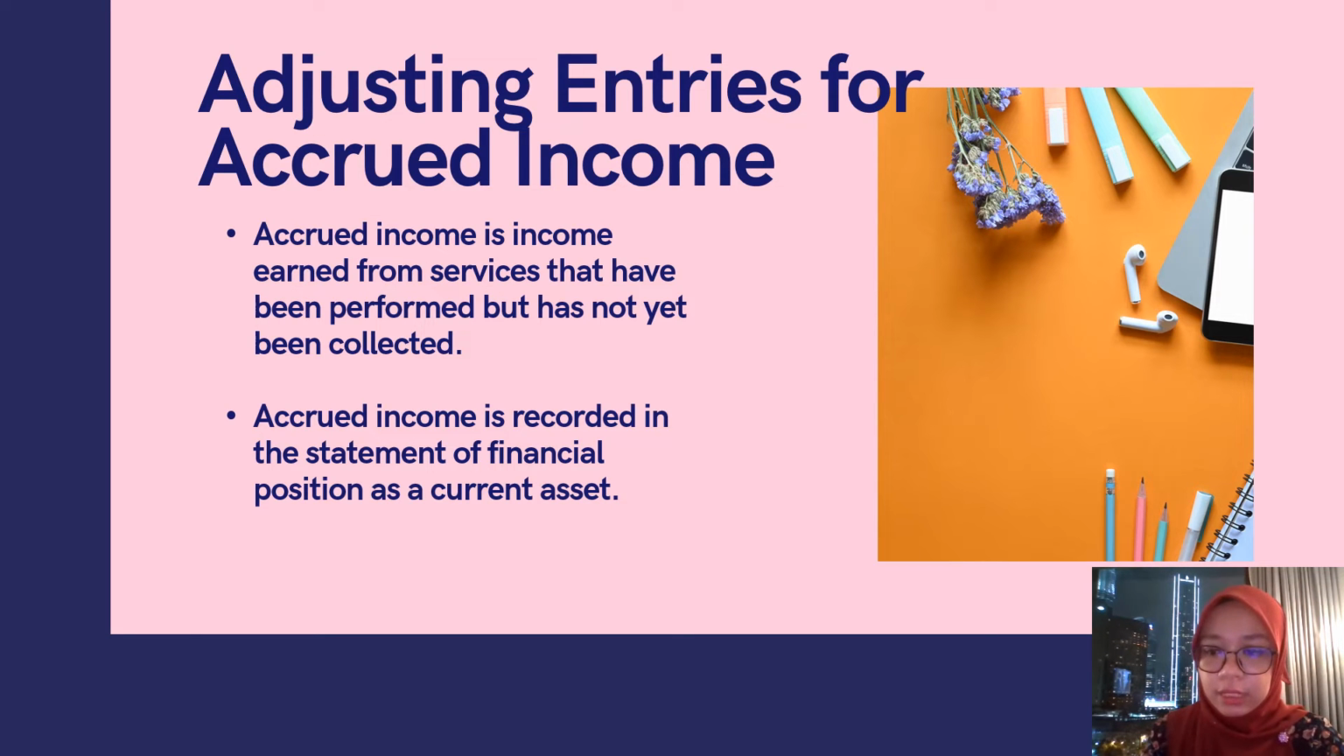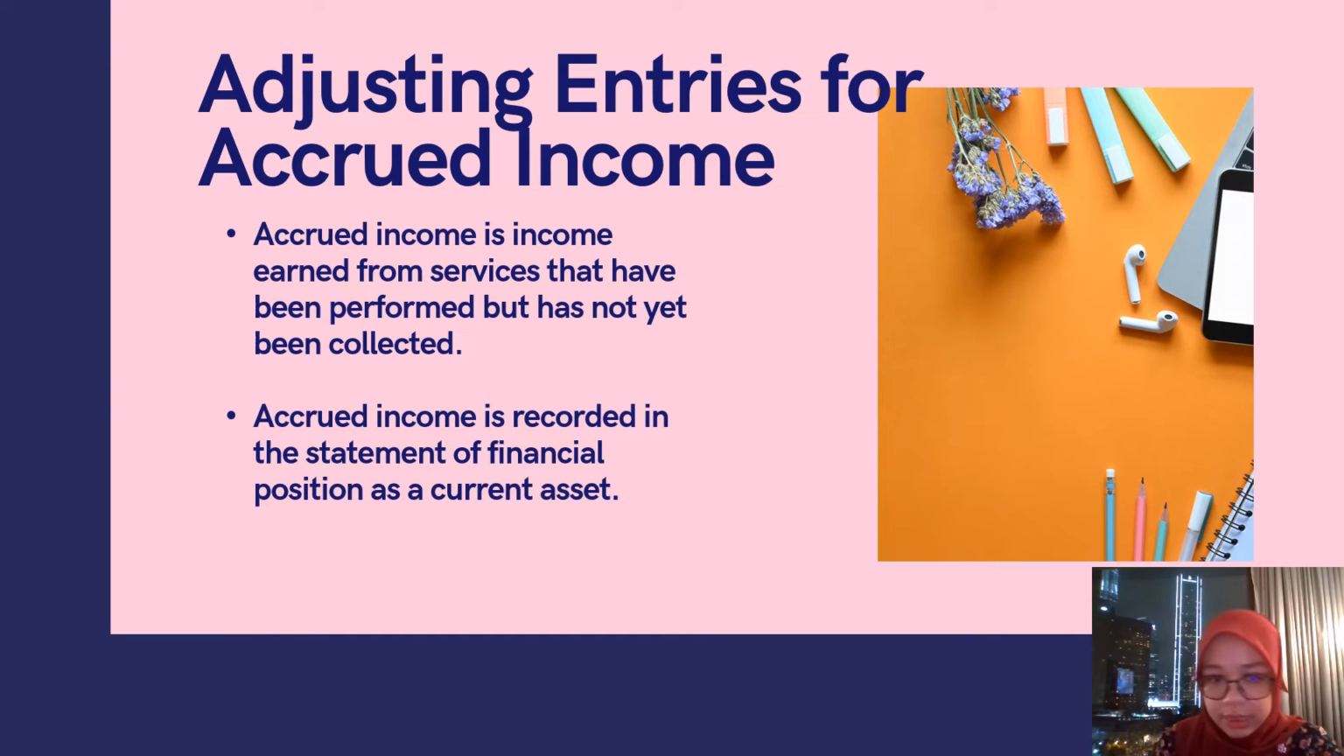So we have discussed the income received in advance, or unearned income, and how we should make the adjusting entries to not recognize it. And this one is accrued income. Accrued income is income that is already earned from services that have been performed, but has not yet been collected. The payment has not been paid by our client or customers yet. So this accrued income should be recorded in the statement of financial position under current asset.